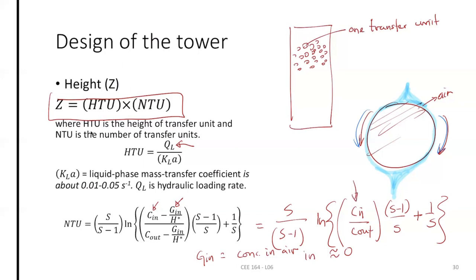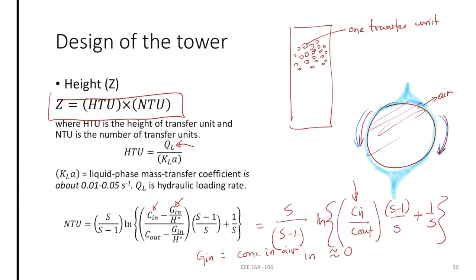Then you also have the stripping factor, which is another constant here. So that means if you know your desired output concentration, how much pollutant you want to have in the effluent, you can predict that NTU, the number of transfer units. And then you know the HTU is the height of each transfer unit. That's based on the mass transfer rate, and then you multiply them and you get the total height.